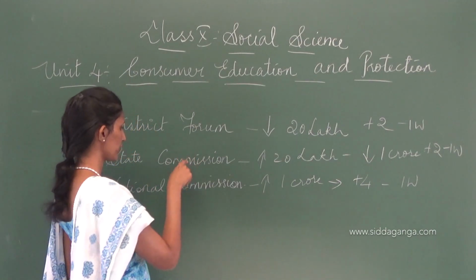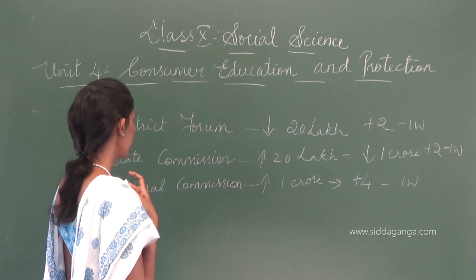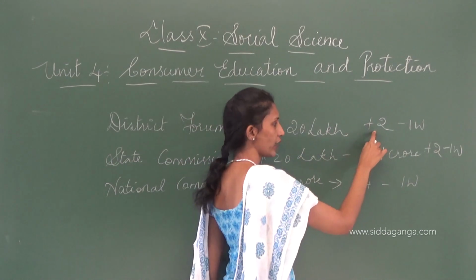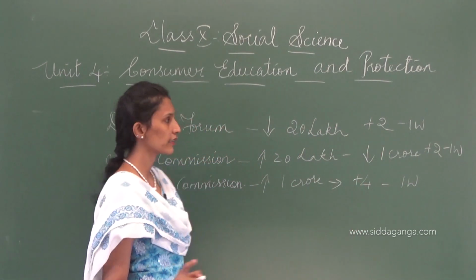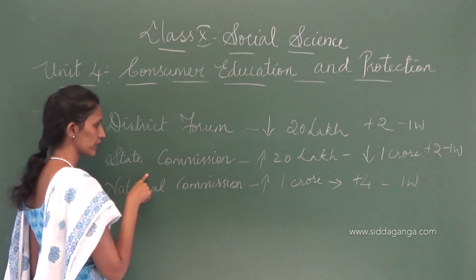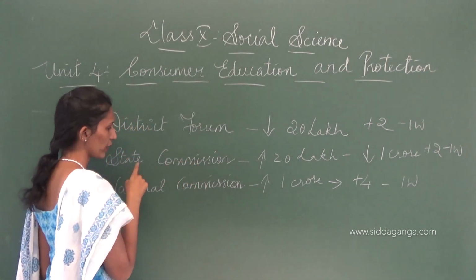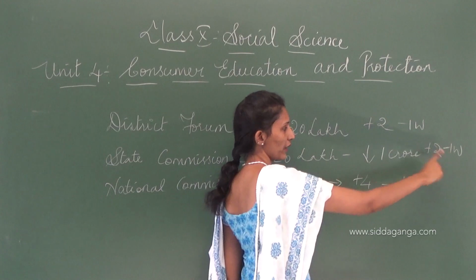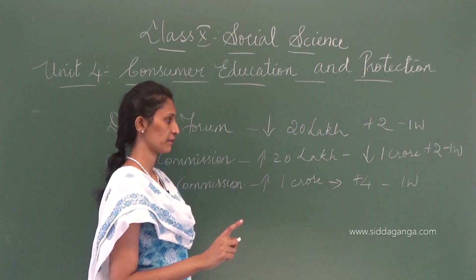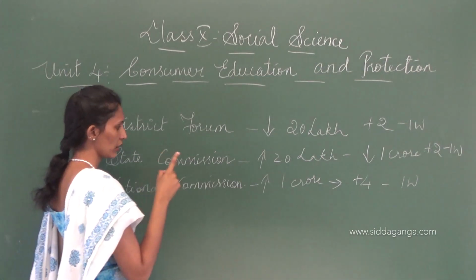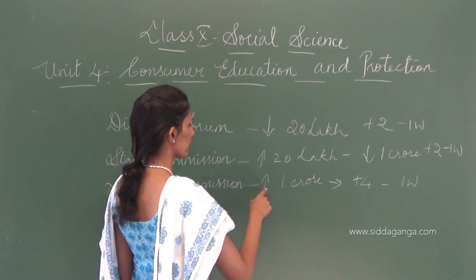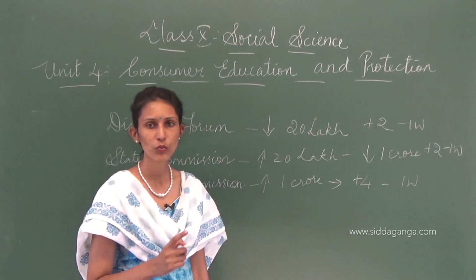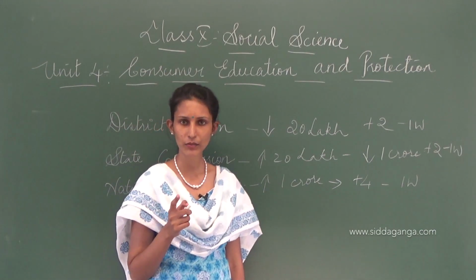See, district forum, state commission and national commission. The district forum is headed by the district judge who will discuss matters less than 20 lakh. 2 other members will be assisting, and out of that, 1 is a woman. The state commission's president will be the high court judge. It discusses matters above 20 lakh but below 1 crore. 2 other members will be there, and 1 is a woman. Then in the national commission, the president will be the Supreme Court judge. It will discuss matters above 1 crore. 4 other members will be assisting, and again 1 will be a woman. If you understand it once, it's easy for you.